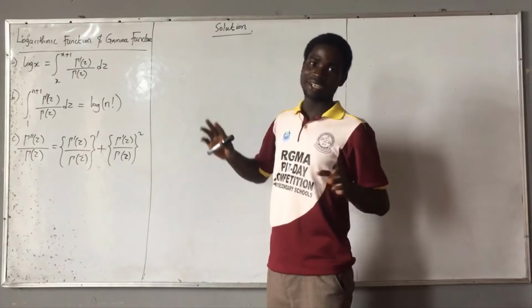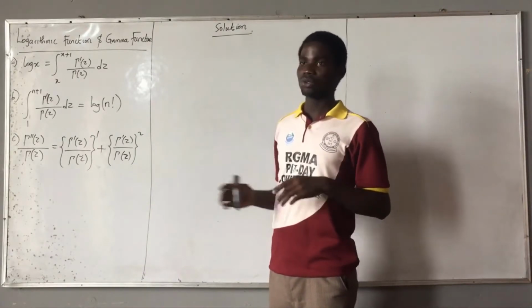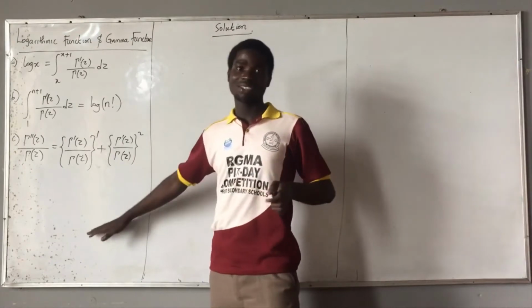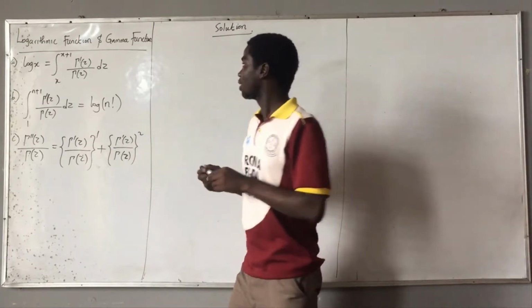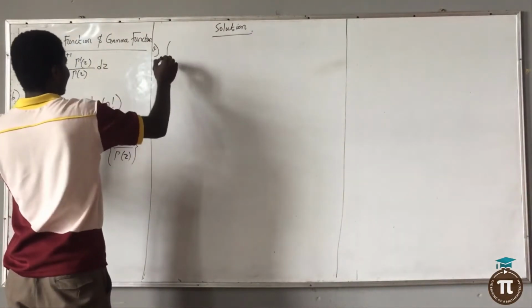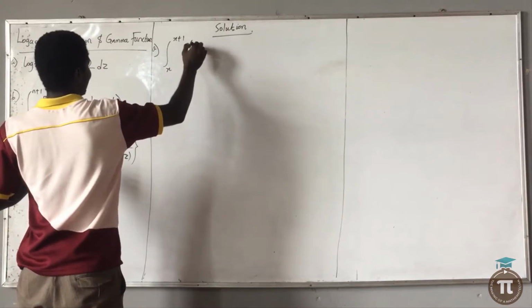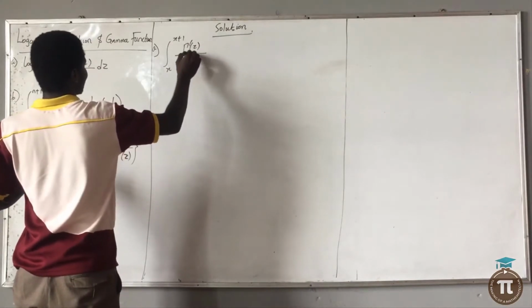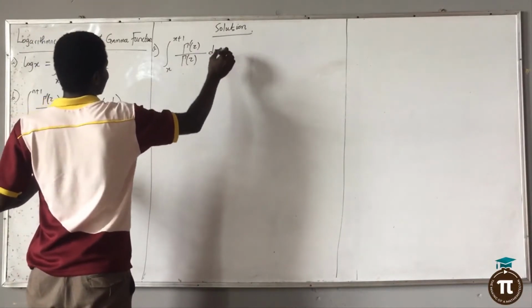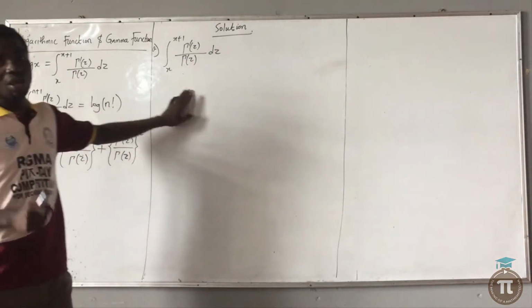We want to check the relationship between the logarithmic function and the gamma function. So we are going to be proving these three things very quickly. The first one, I have an integral from x to x plus 1 of the differential of gamma of z over gamma of z, dz. Look at what we are going to be doing here.